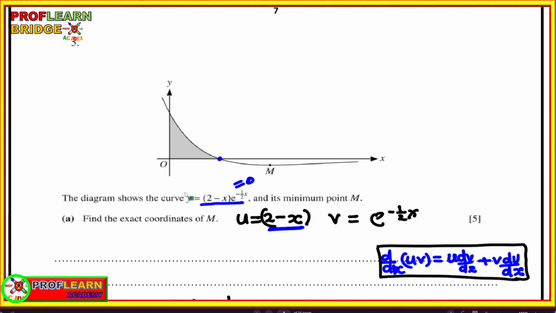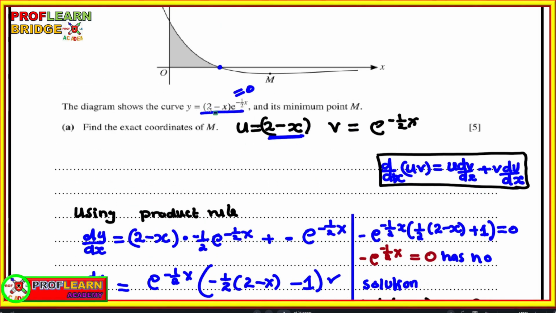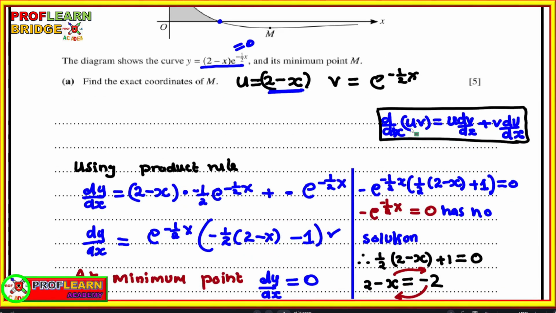The next question is a question whereby you are told the diagram shows a curve y equals 2 minus x e to negative a half x and its minimum point M. Find the exact coordinate of M. So in order to find the exact coordinate, we are going to differentiate y, the curve that we're given, and equate to 0. But since this is two functions which are multiplied together, we are going to use product rule. And remember, product rule states if you have two factors multiplied together, to find d(uv)/dx, you are going to say it is u dv/dx plus v du/dx.